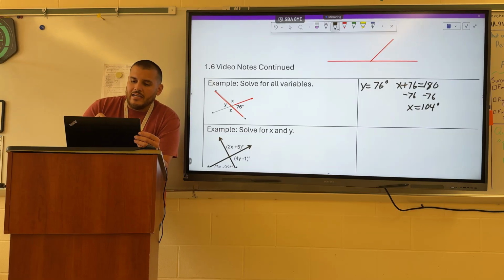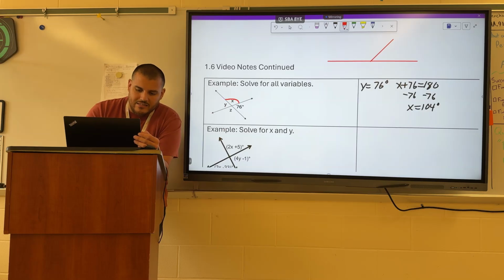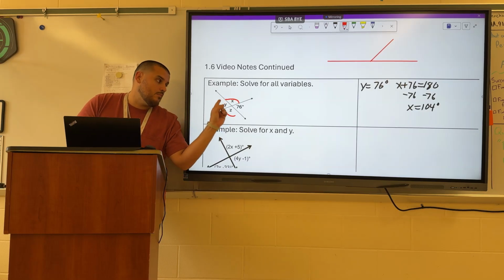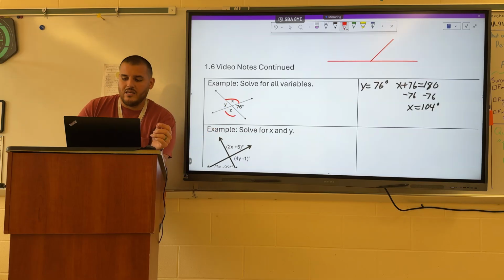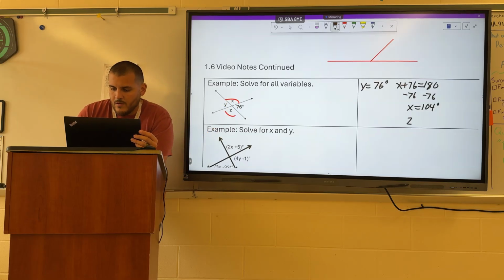From there, I can find another vertical pair. We have x and z as vertical angles. They're opposite each other across at this intersection. They have to be congruent, just like y and 76 were. So since x is 104, z must also be 104 degrees.